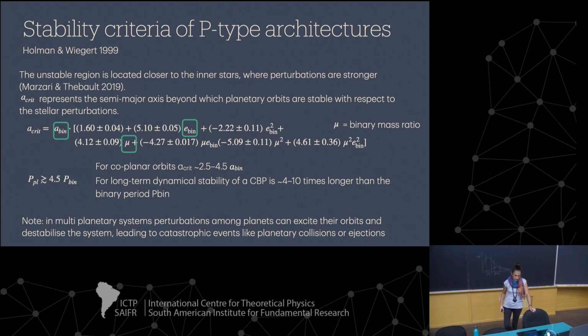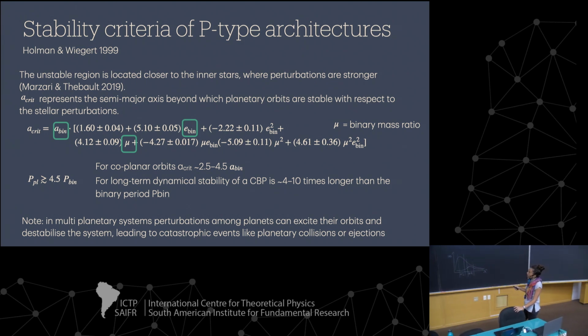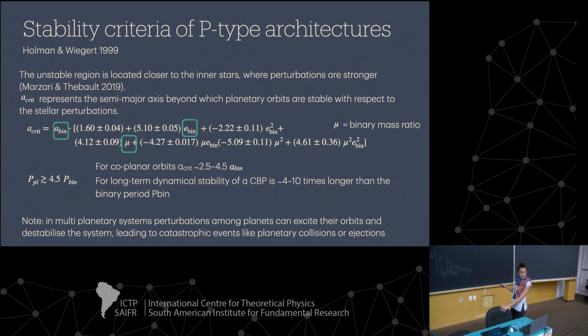So back in 1999, Holman and Wiegert worked on the stability criteria of P-type architecture, and basically there is a limit, which is a function of the inner binary separation, after which exoplanets can be found. More specifically, here I put the whole equation, but it's all a function of the inner binary separation, the eccentricity of the inner binary, and then the binary mass ratio, okay?